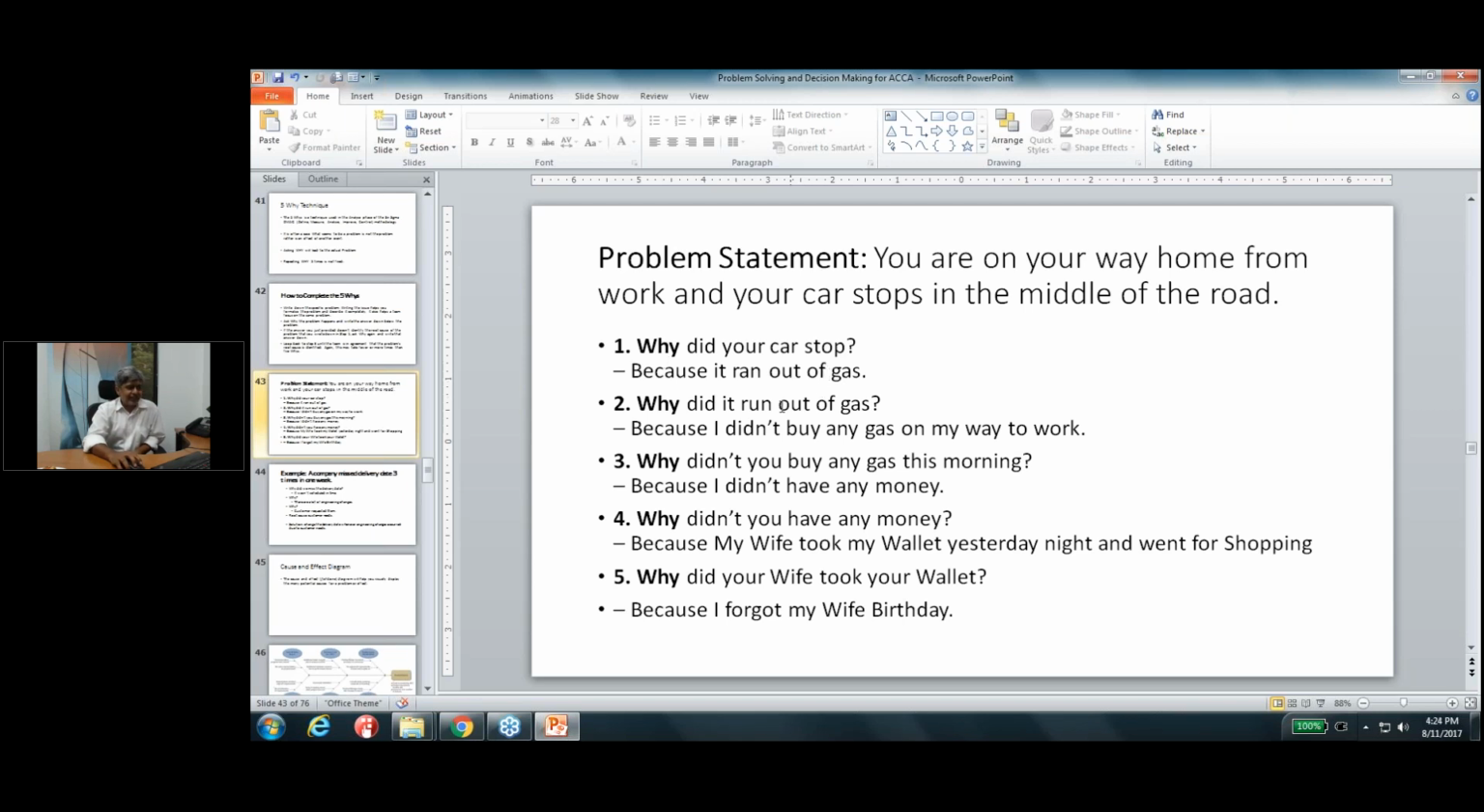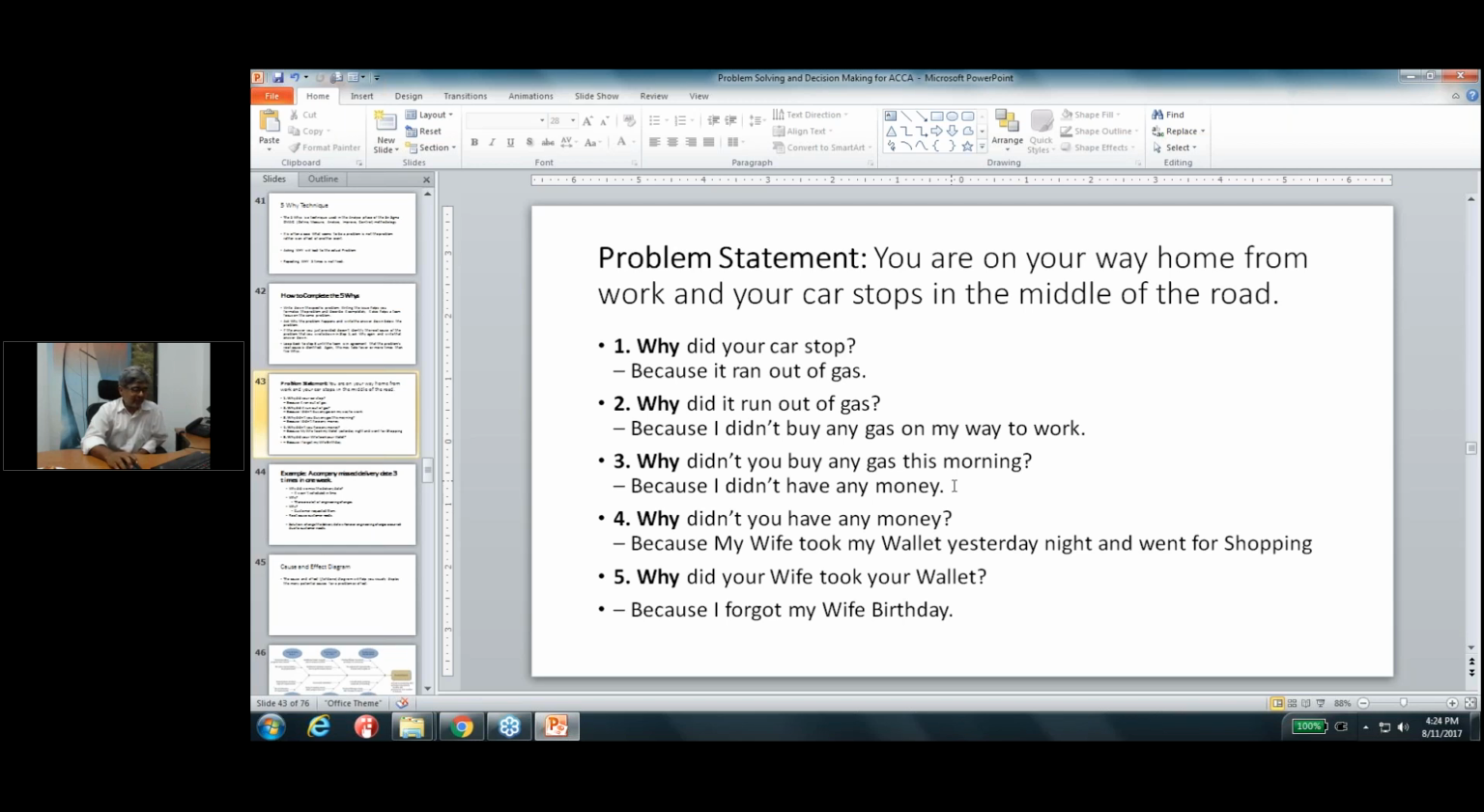Okay, fine. If that is the answer to that question, then why did it run out of gas? That is again a very logical cause. Why has it happened? Because I did not buy any gas on my way to work. Okay, fine. Why did you not buy any gas this morning? Because I didn't have any money.